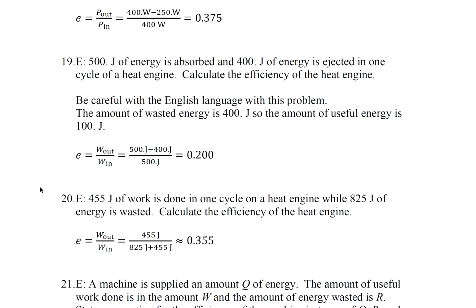Question 19. 500 joules of energy is absorbed and 400 joules of energy is ejected in one cycle of a heat engine. Calculate the efficiency of the heat engine. So remember to be careful with the English language. The amount of energy wasted is 400 joules, so the amount of useful energy is 100 joules.